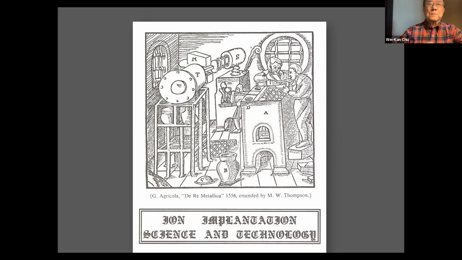But somehow, in this picture, you'll notice the author was very interesting. The author is actually a 20th century author, Mr. Ian Thompson, an expert in implantation in England. He took the old wood carving, doctored the left part of the picture, and drew in an ion source, a magnet, and also a target chamber. So almost like back in the 15th century, people had already invented ion implantation.